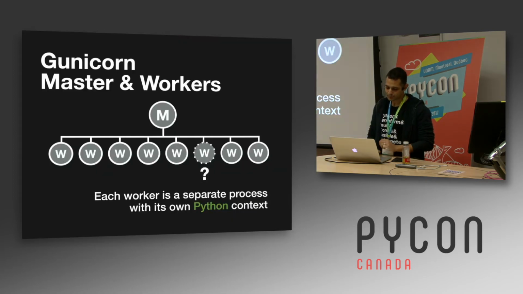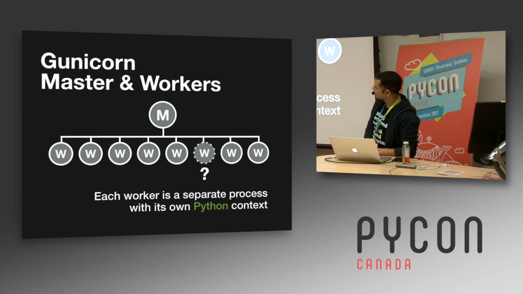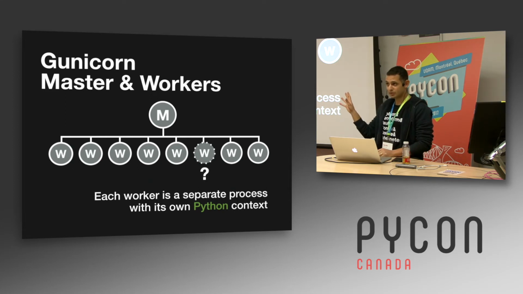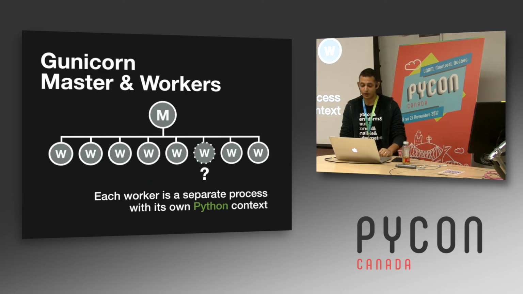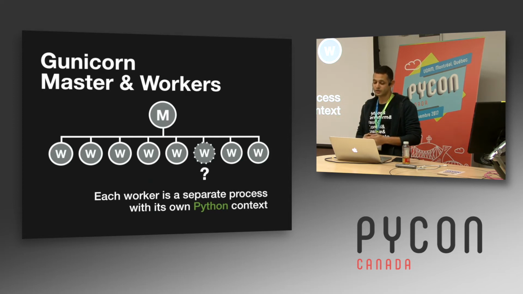So here's a very crude diagram of what it looks like. You have the master worker process. It forks off 4 workers underneath. Each worker in this particular model has its own process, and it has its own Python context as well. So how do we validate if our theory is true?